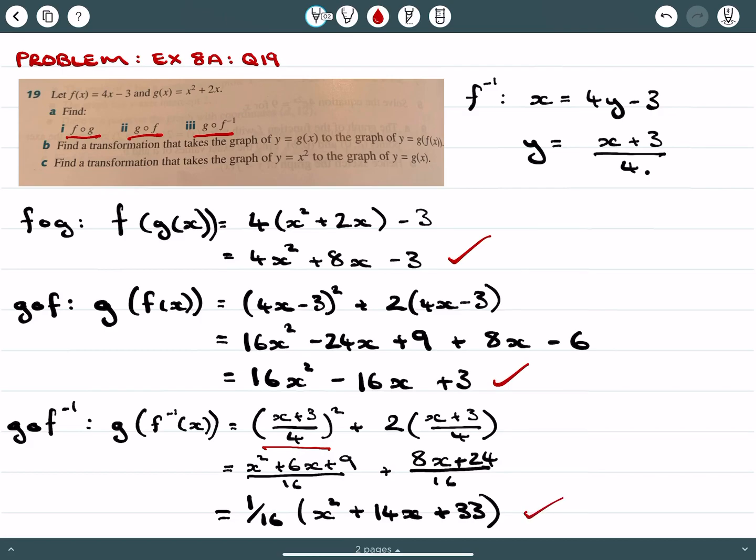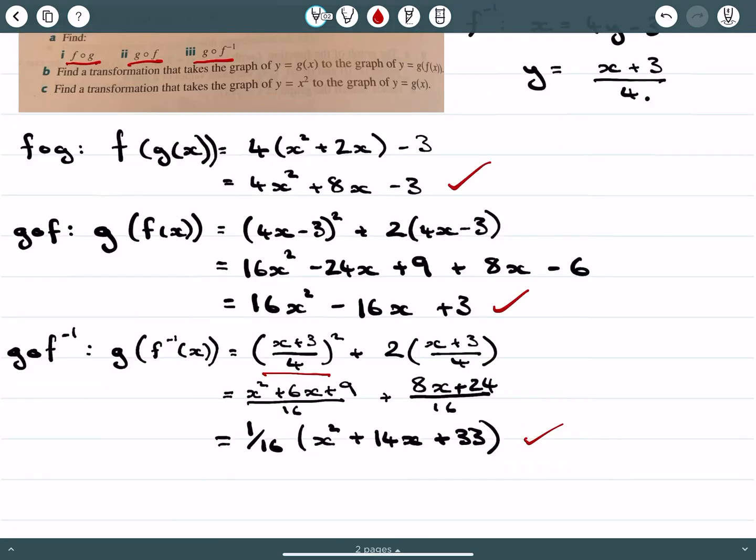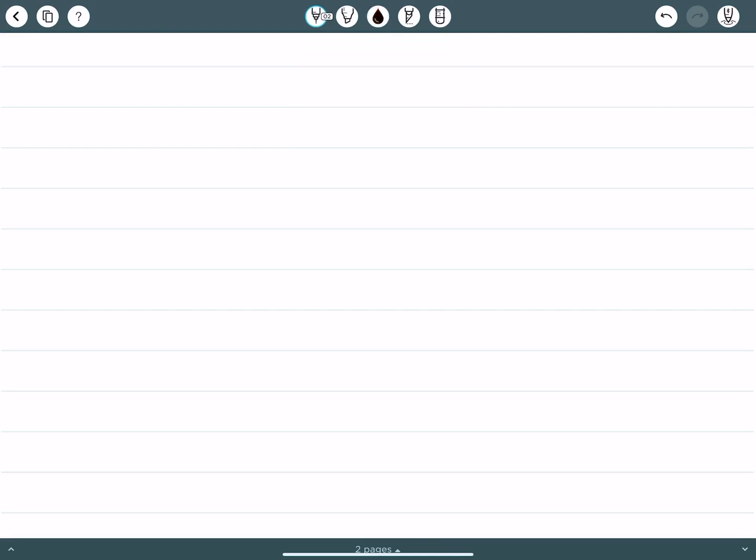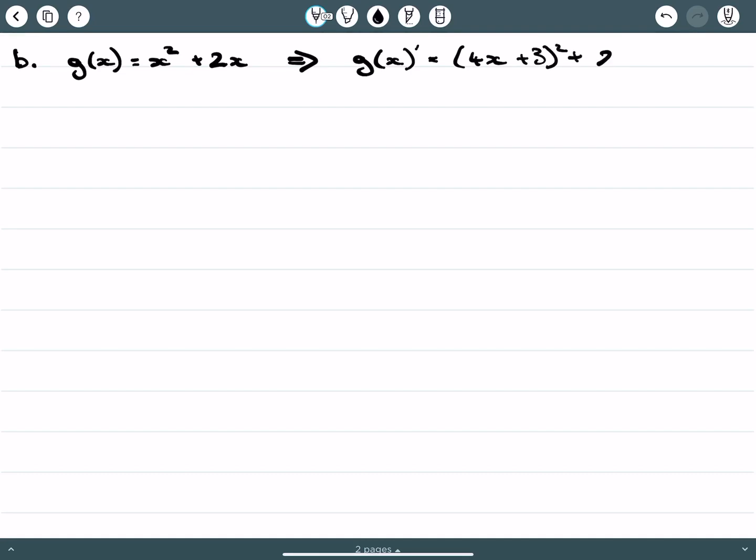Now the next part of the question asks to look at the transformations from g(x) to f(x). So what we're wanting to do here in part B is to take g(x) equaling x squared plus 2x and transform it so that it becomes the g(x) image, (4x plus 3) squared plus 2(4x plus 3). Now the transformations are actually hidden within the brackets as shown here.